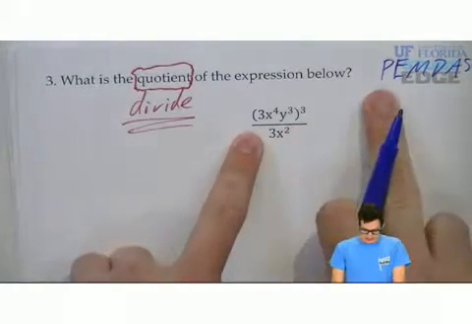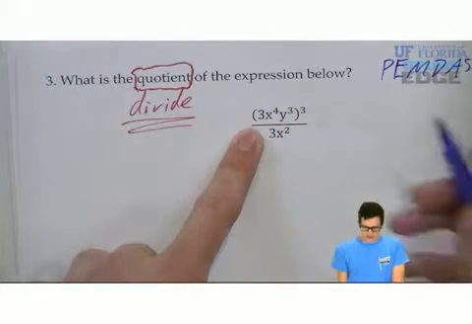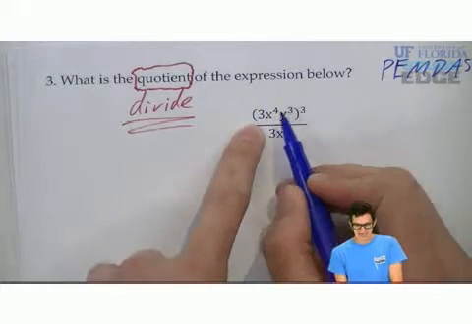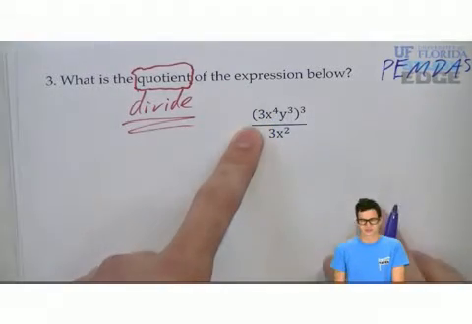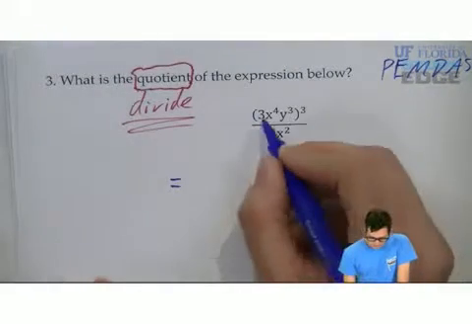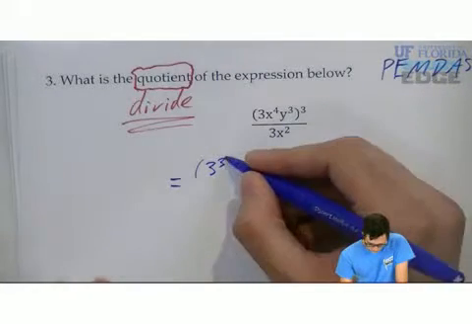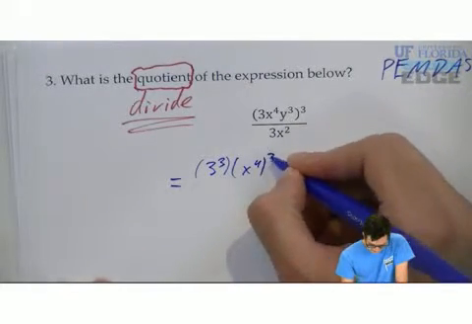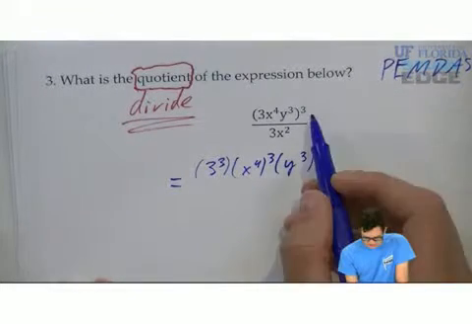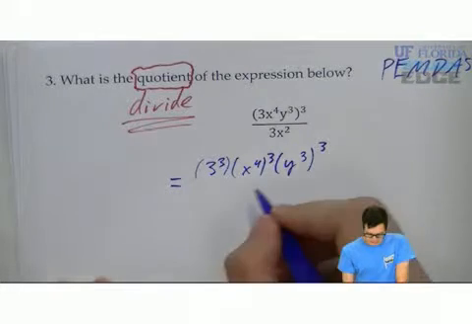First thing we need to do is take care of these parentheses. We have parentheses with an exponent on them, so we have to place that exponent on each one of the terms inside. It's going to look something like this: 3 cubed, then x to the 4th cubed, and then y to the 3rd also cubed. Basically we just push that exponent through to everything inside those parentheses.